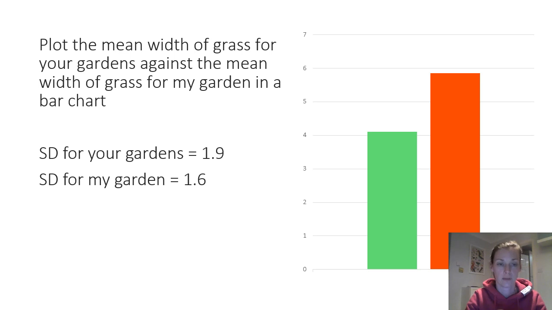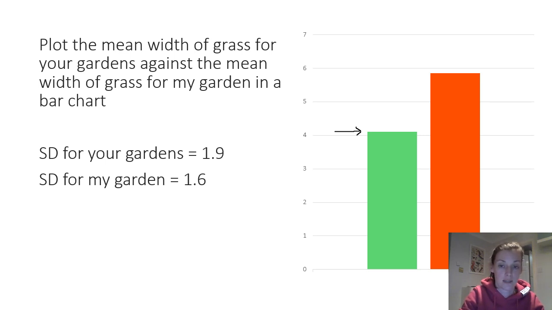Okay, so now that we've got the graph plotted, we can see that Supreme Green is looking quite promising. There is a big difference in the mean of my grass width and your grass width. But what we've not taken into account is the standard deviation. If you remember, one standard deviation is the amount that the mean varies. So 68% of your samples will have fallen either side of this mean of 4.1.